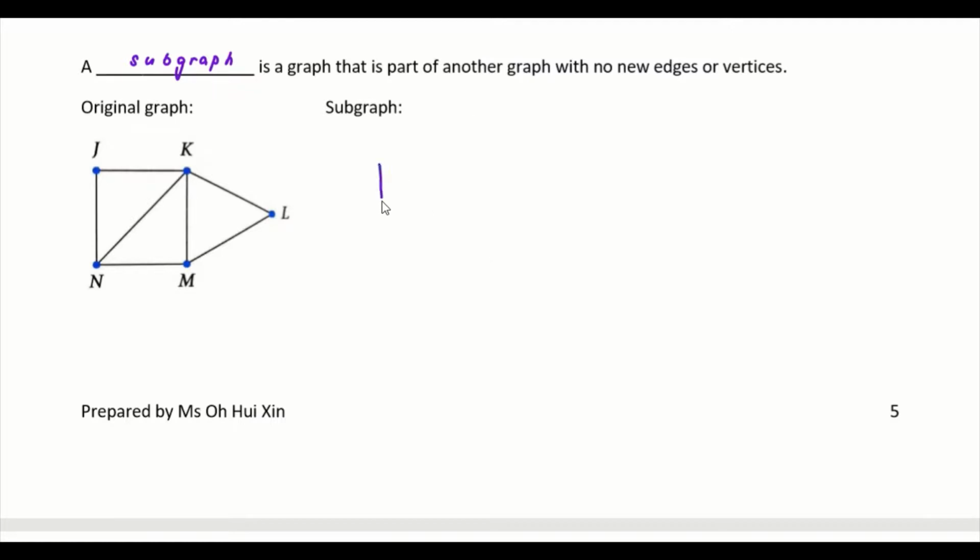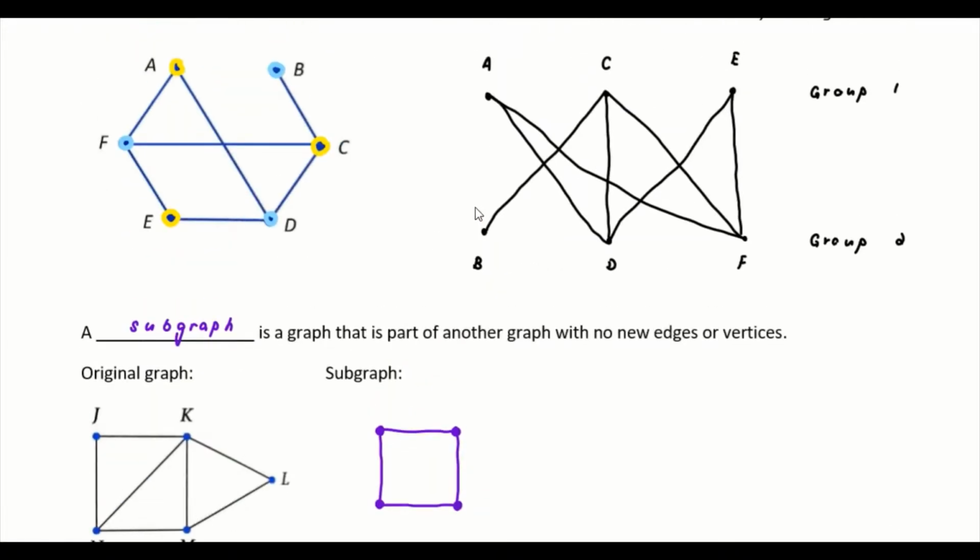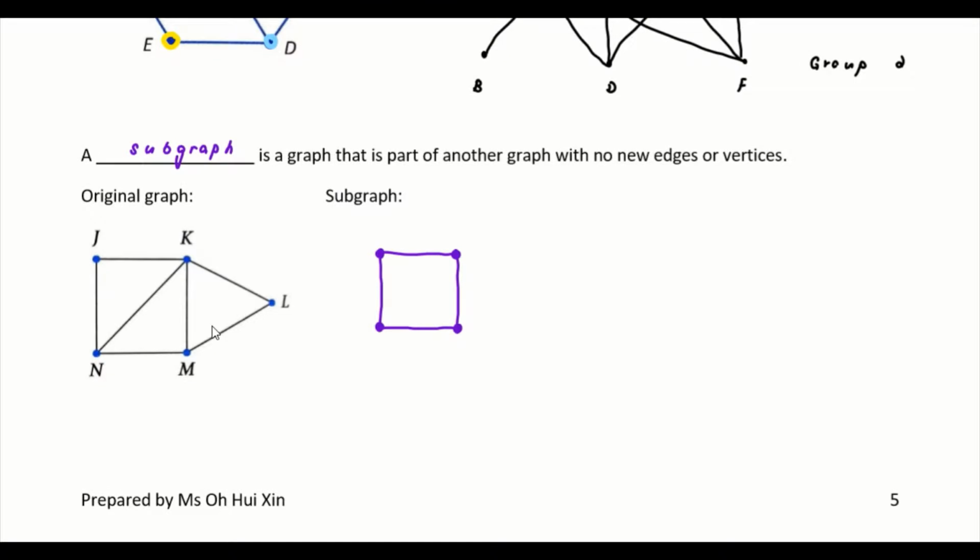For example, if I only take out the square part, make sure that every time you are drawing a graph, you indicate your vertices by using a dot. Don't assume that people know that the place where your edges intersect is a vertex, because it's not necessarily like that. For example, in the previous one, you see there is no vertex here, so you cannot assume that the place where two edges intersect has a vertex. You must make sure that you draw a round dot.